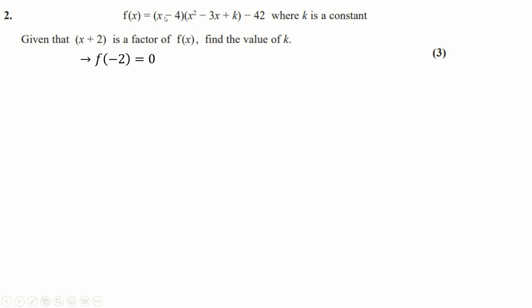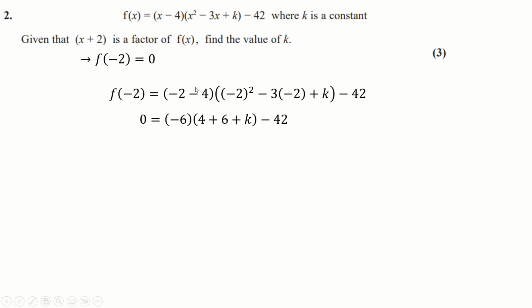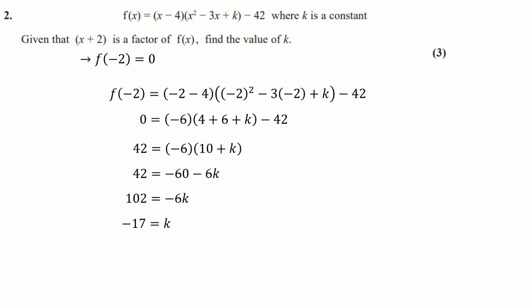So f of -2, just replace all these with -2s. Remember, -2 squared is +4. These two negatives make a positive as well. And f of -2 is 0, as we've said. That's what factor theorem does. And then, of course, this is just something we can solve nice and slowly for k, and we'll eventually end up with k is -17.